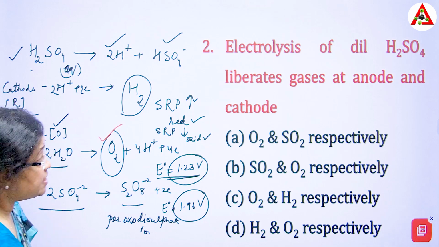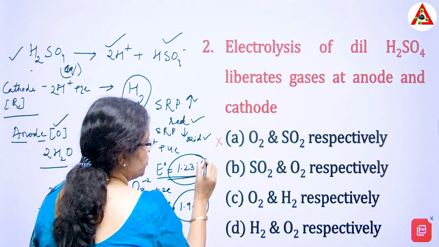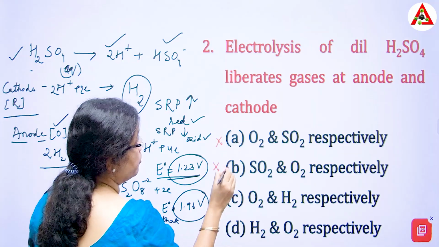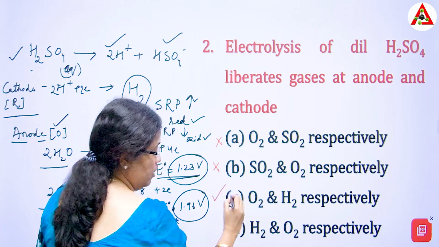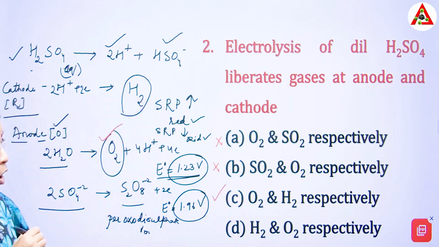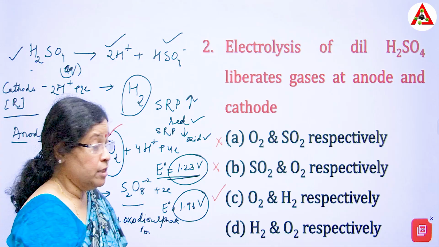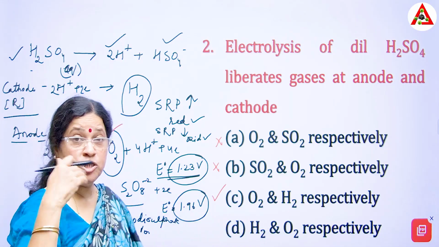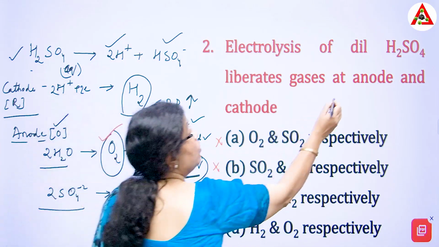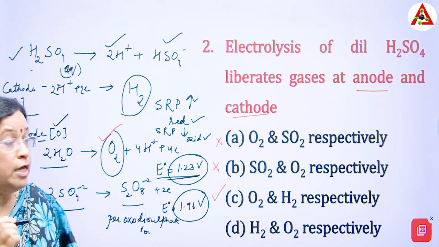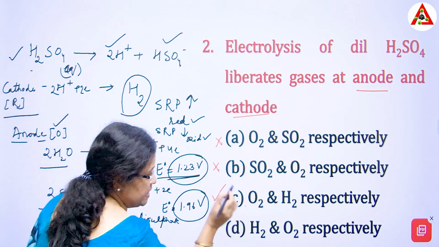Okay, just see the options. No, this is not the option. This is not the option. Now they are saying at anode and cathode respectively. So this is your option. Can you see? Oxygen at anode and hydrogen at cathode. Just see the last option. Don't be in a haste. H2 and O2. You just recall H2, H2, H2. No. They are saying anode and cathode, they are asking respectively. Okay, so your correct answer will be this.